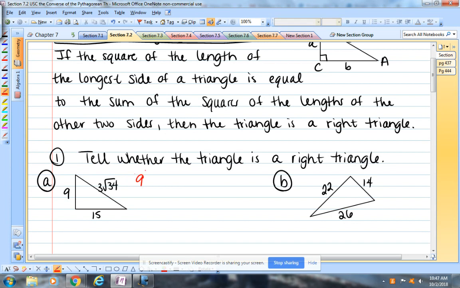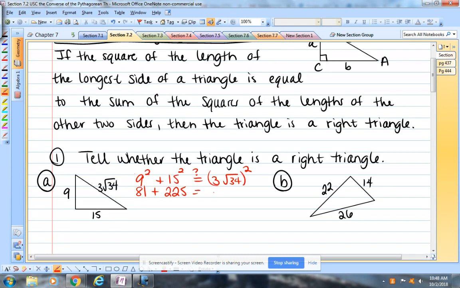So I'm going to say 9 squared plus 15 squared, and I want to know if that equals 3 radical 34 squared. And I'm going to put parentheses around that because I have to square the whole thing. So next I'm going to square everything. What's 9 squared? 81. Plus what's 15 squared? 225.